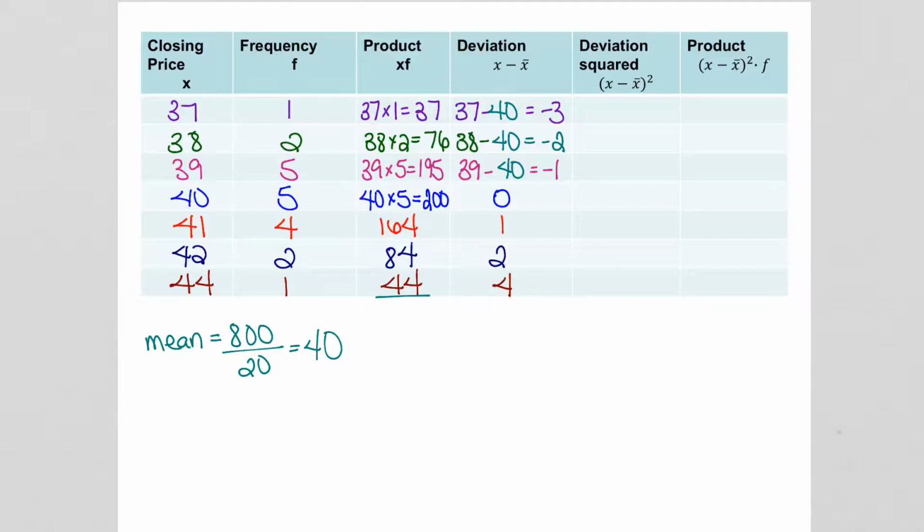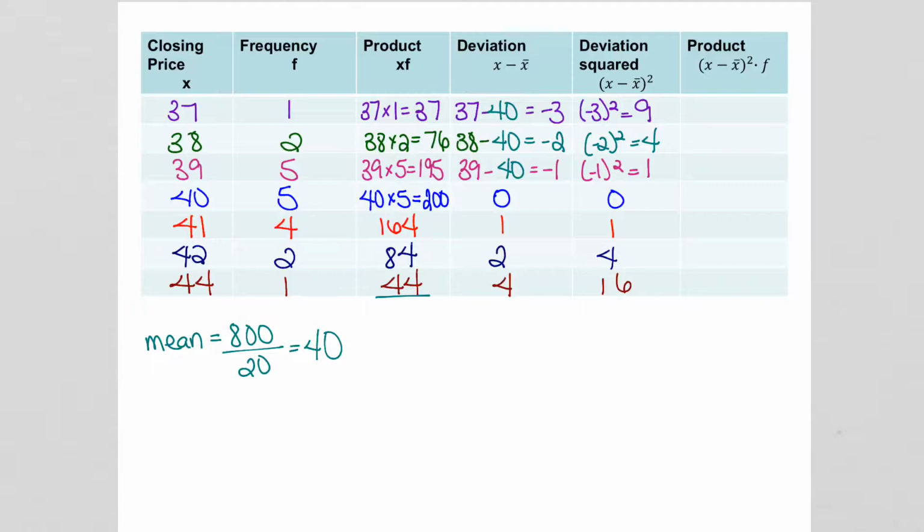Then we go and we square them, just like we did before. So we have negative 3 squared is 9. Negative 2 squared is 4. Negative 1 squared is 1. 0 squared is 0. 1 squared is 1. 2 squared is 4. And 4 squared is 16.